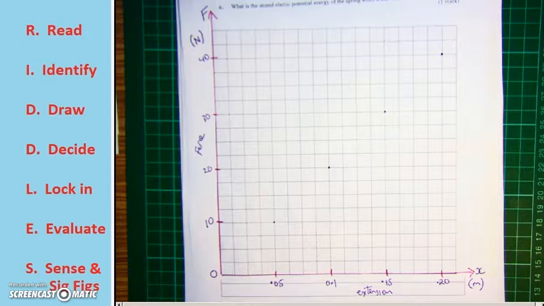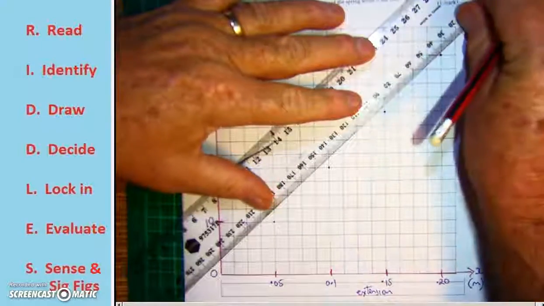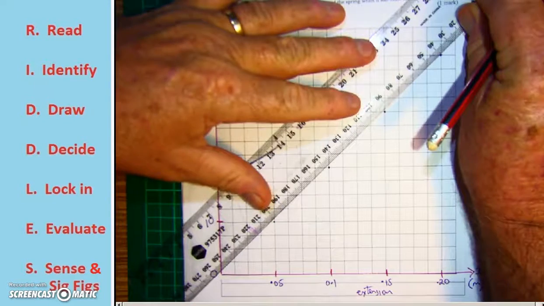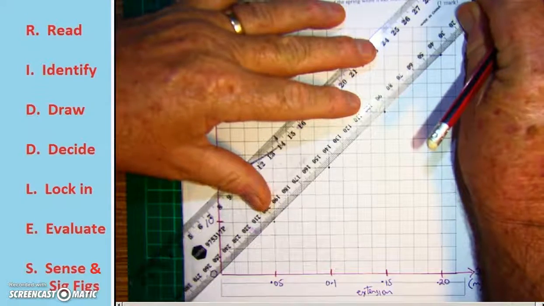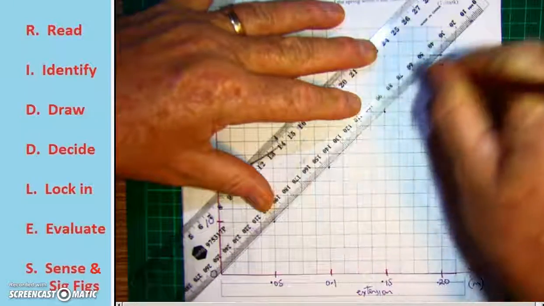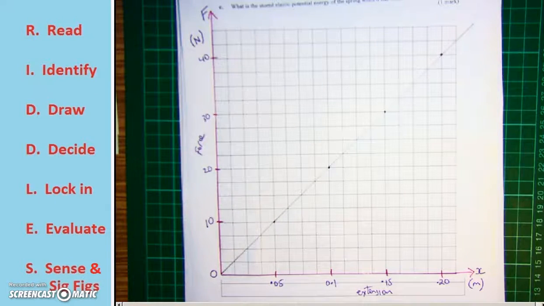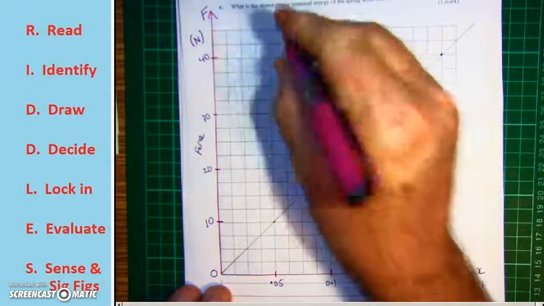Now, as with all lines of best fit, you put your ruler on your points, and with a sharp pencil, you rule through your line of best fit like so. So there is my force extension graph. Now, part A done. Let's do part B.